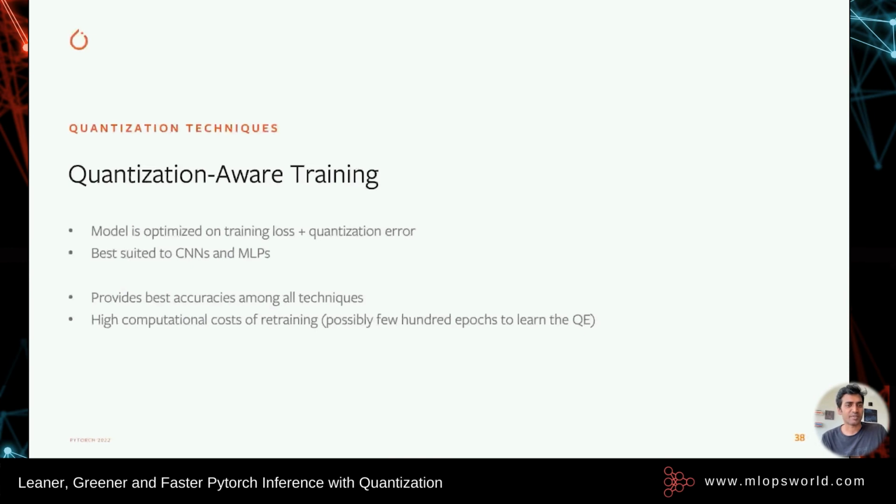And quantization aware training provides the best accuracy amongst all of the techniques. But because you need to retrain the model, and sometimes that can go into a few hundred epochs, it's pretty expensive. Like it's compute intensive. It takes time. So this is generally preferred when you really need the best possible accuracy, and it's not negotiable.